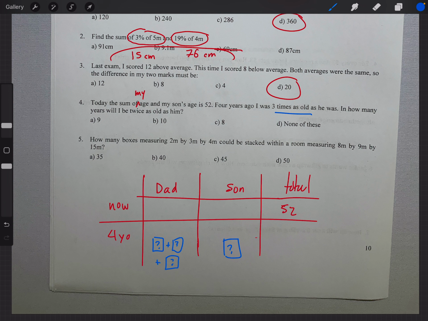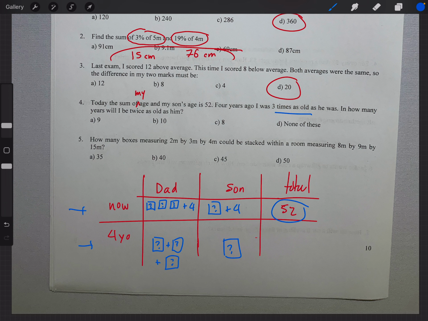Now, at the moment, this is 4 years ago. So now you're going to have whatever your age was 4 years ago, that's three question marks, and you add 4 because this is 4 years later. You're going to be 4 years older, right? Whereas the son will be whatever the question mark is plus 4. And that equals 52. Now it says, in how many years will I be twice as old as he is? So we have to work it out.